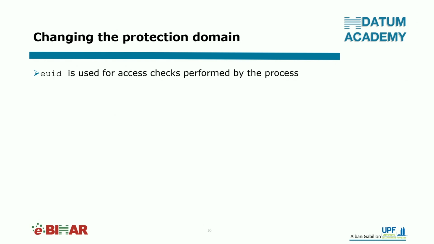So now, what are all these IDs associated with a process? First of all, the only IDs which are used for access controls are, as we said in the second part of the video, the effective user ID and the effective GID. They are the main ones. They define the protection domain of the process.